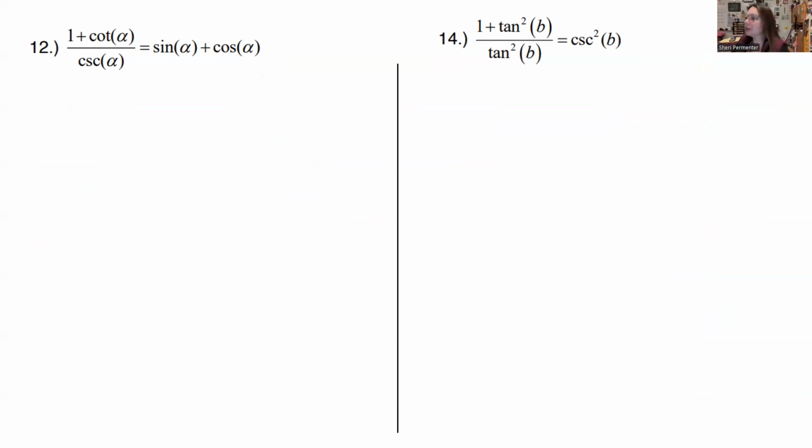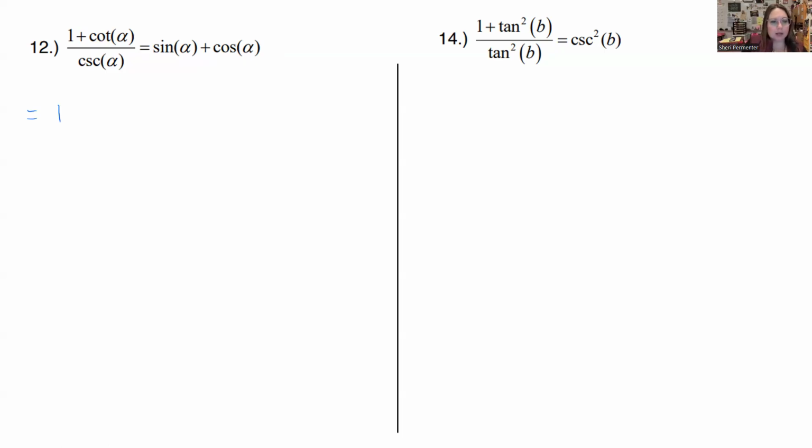When you verify, you're just trying to make the left side look like the right side. So you know what the answer should be. You're just trying to take the steps to get there. So let me just show you. So for question 12, I don't know what to do, so I see that my answers are sine and cosine. Okay, well, I'm going to change everything into terms of sine and cosine. That's going to be my first step.